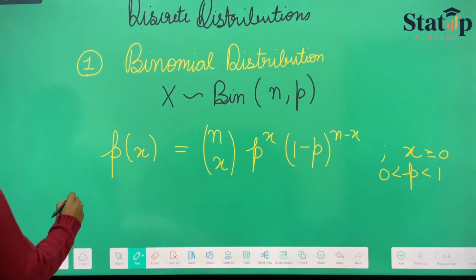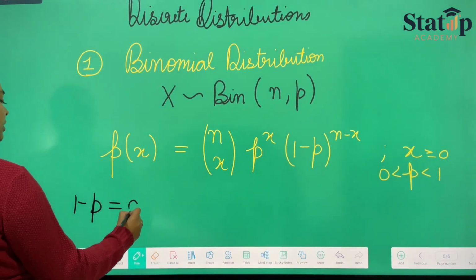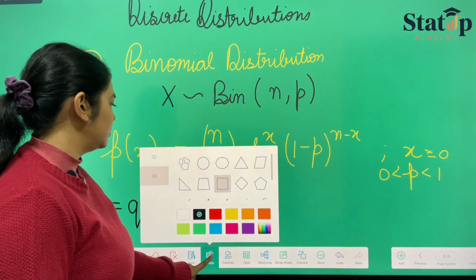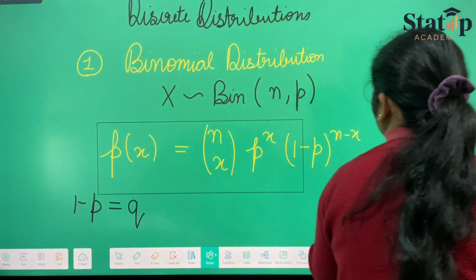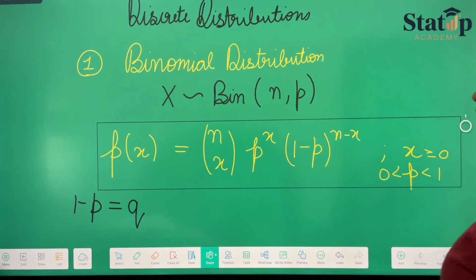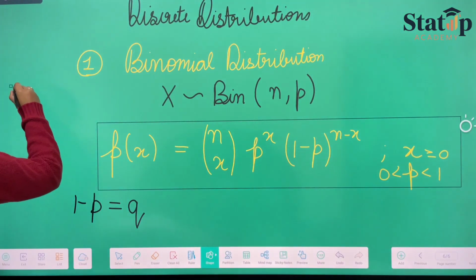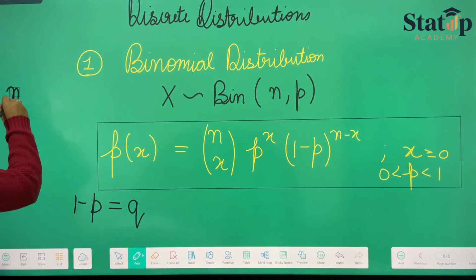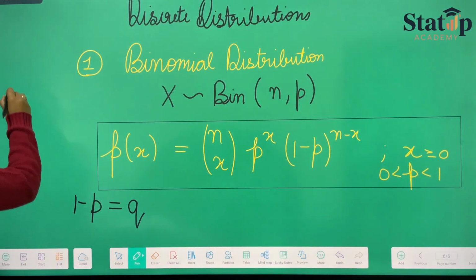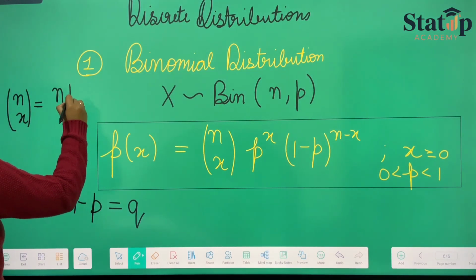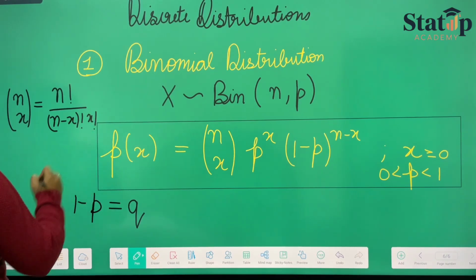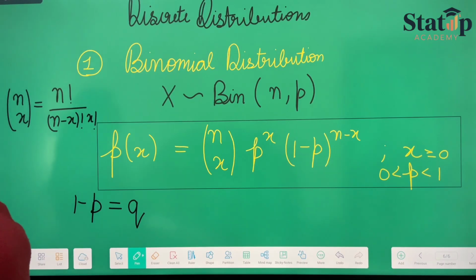Here, instead of 1 minus p, in book terms, we also write q, so you can replace that with q as well. This is our PMF of binomial distribution, and it holds importance in solving the questions. nCx is nothing but the combination, which can also be written as n factorial upon n minus x factorial into x factorial. This is the combination formula.